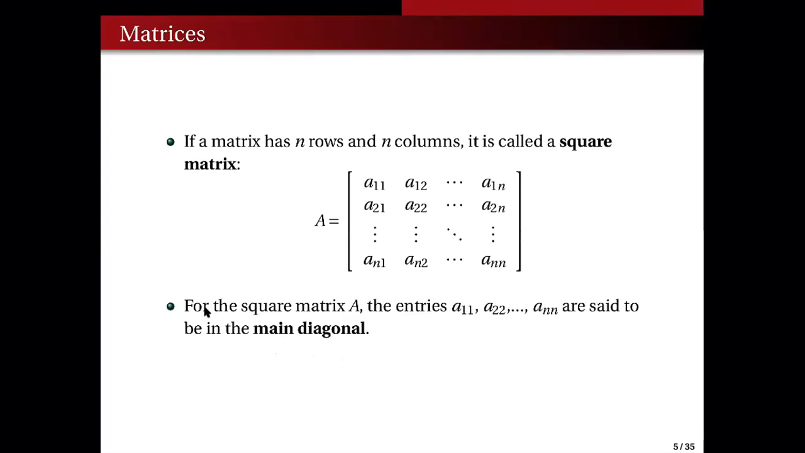Now, for a square matrix A, the entries a11, a22, until ann are said to be in the main diagonal. So the entries that you see here are on the main diagonal. Okay?